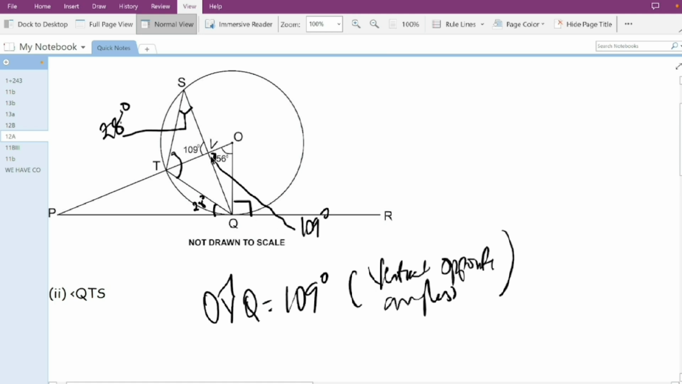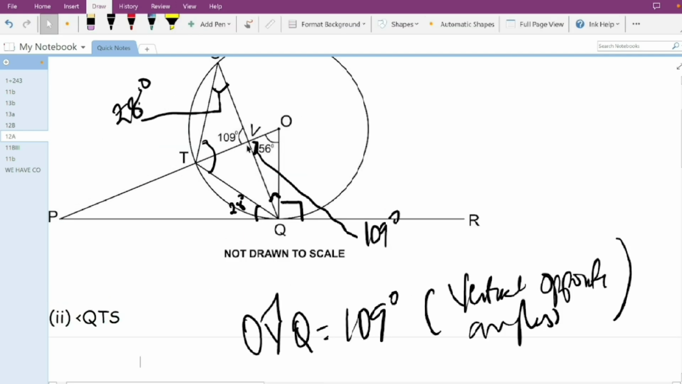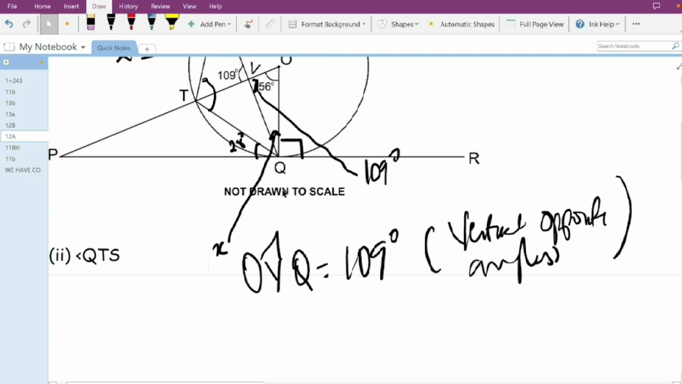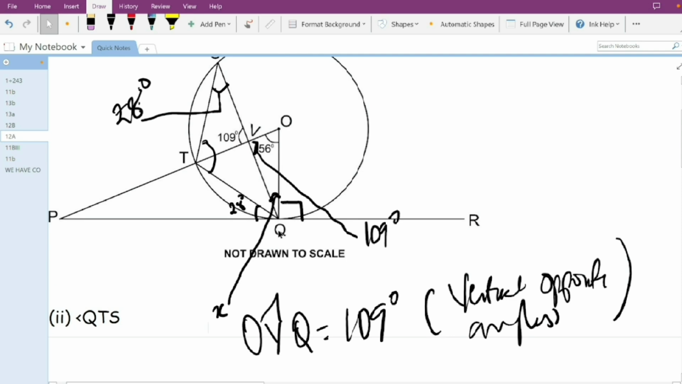Now taking into consideration triangle VOQ, we have two angles. We have one with 109, we have 56 degrees. We can find this angle here, which is angle OQV. Taking into consideration this small triangle VOQ, we know this is 56 degrees, this is 109 degrees. We can find this angle. Let's say this angle here is x, so we'll solve for x.